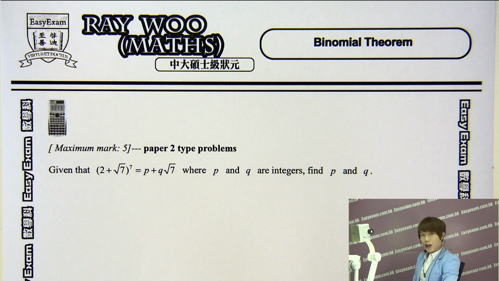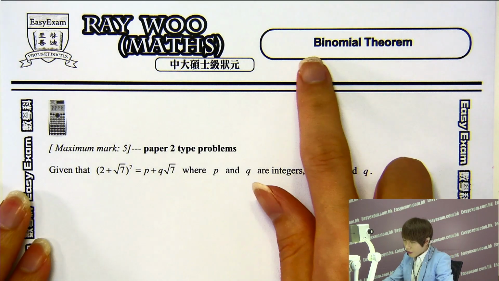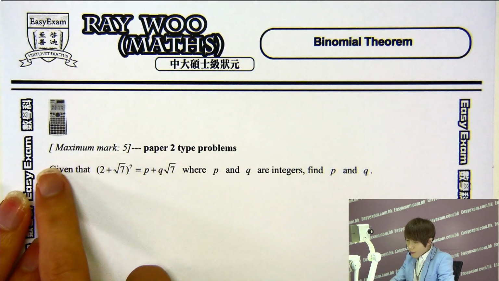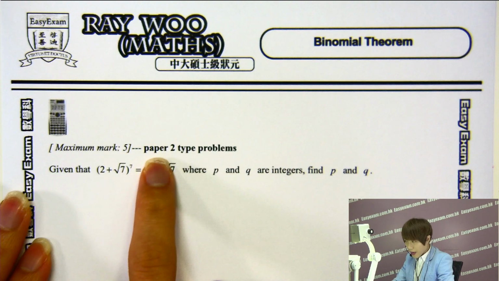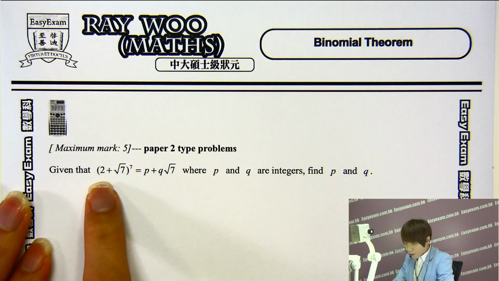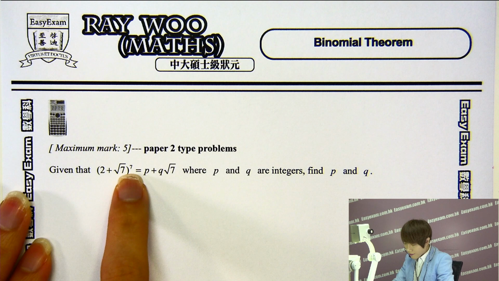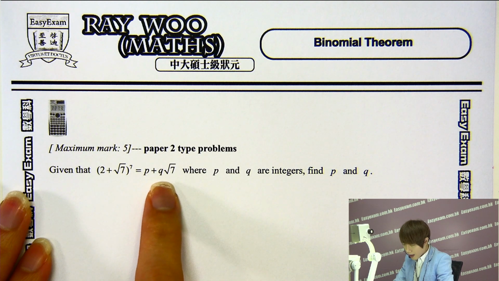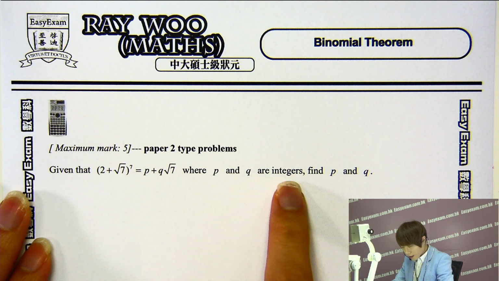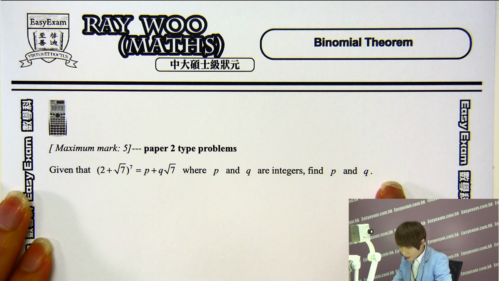Today I'm going to show you how to use my magical trick to KO this problem without thinking again. So let's take a look at this binomial theorem problem with maximum mark 5, which belongs to paper 2. Given that (2 + √7)^7 = p + q√7, where p and q are integers, find p and q.